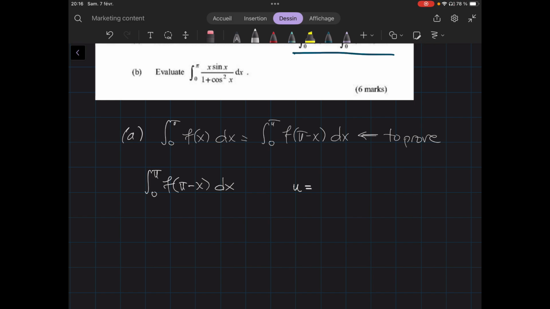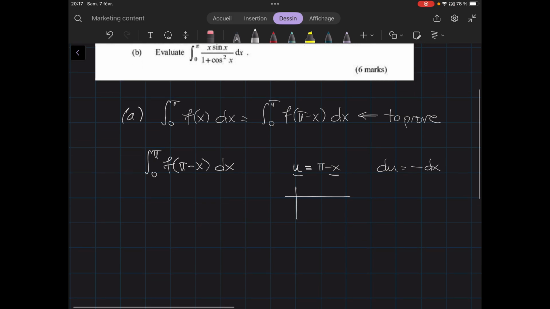If we let u equal pi minus x, du is therefore negative dx. When we change the variables, we also change the bounds. The bounds for x are 0 to pi. Therefore, the bounds for u will be pi to 0. How do I find this? It is simply pi minus 0, and over here it is pi minus pi. So I replace x with the upper bound and the lower bound.